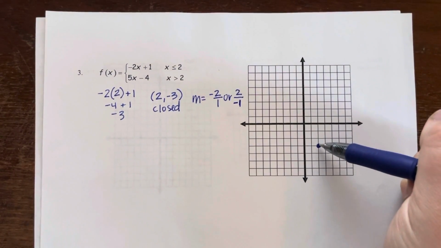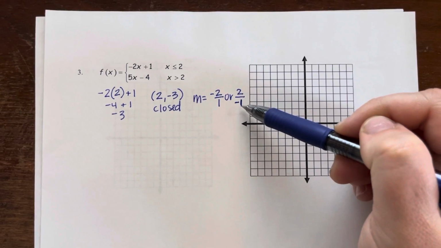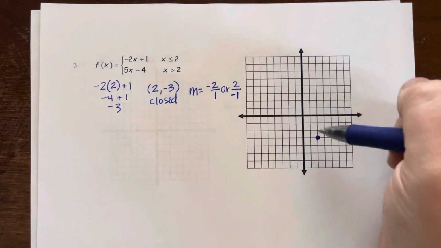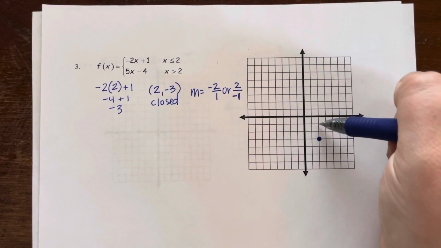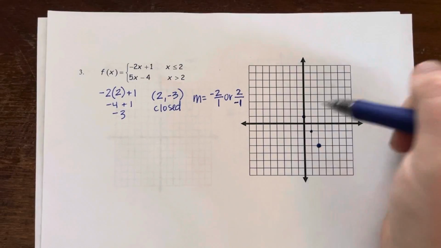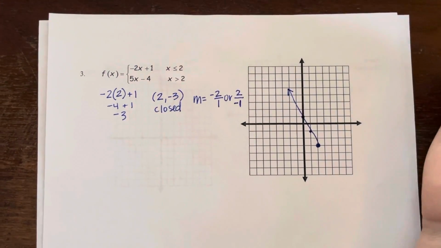Meaning from here, I would rise 2, so that's go up 2, and run negative 1, which means to the left 1. So starting at this point, rise 2, left 1. Rise 2, left 1. Okay, and you can do that as far as you need to, and then just connect the dots.